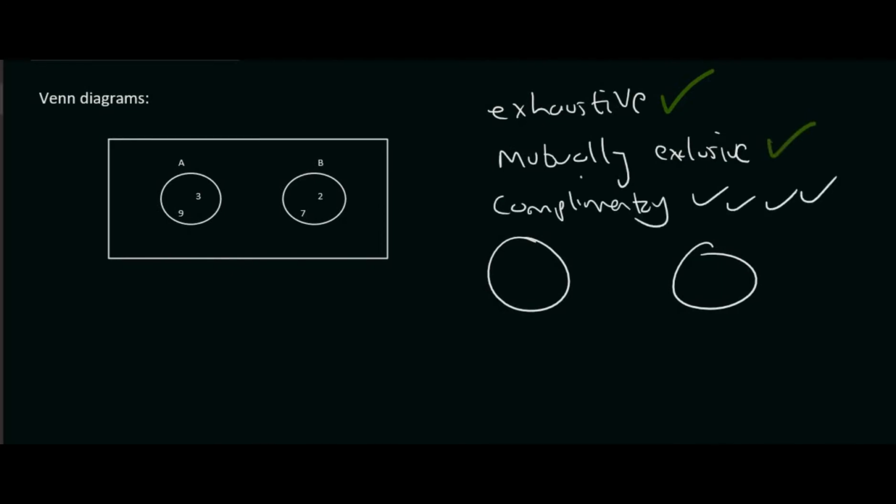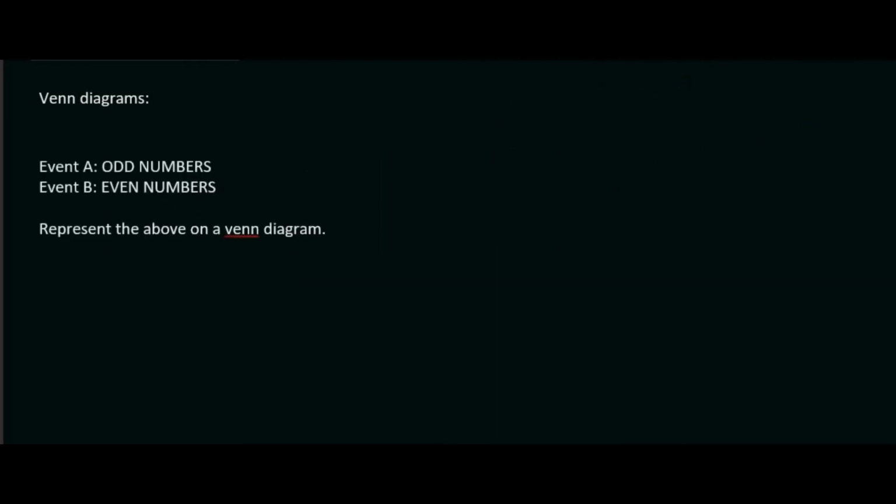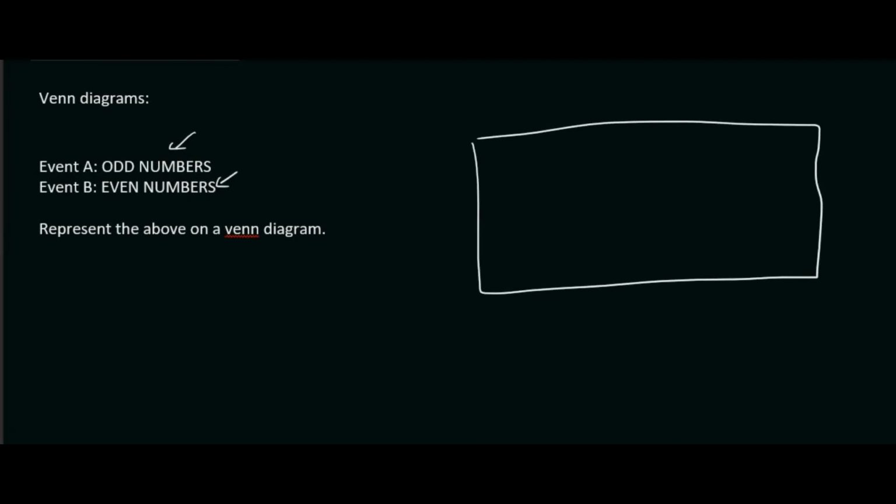Okay, so events A and B are complementary. If we look at these two things over here, event A is all the odd numbers and event B is all the even numbers. Represent the above on a Venn diagram. Okay, so a Venn diagram looks like this. Well, we know that it's got a box, and it's going to have two circles. Why? Because it's got two events.